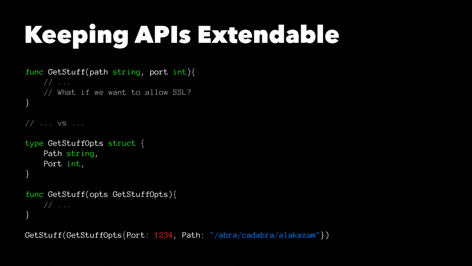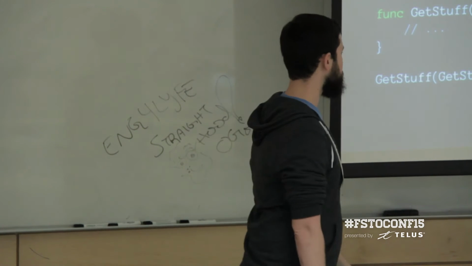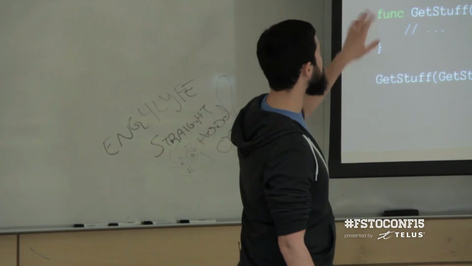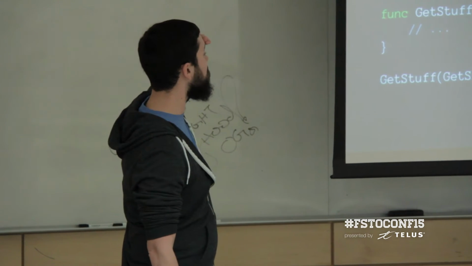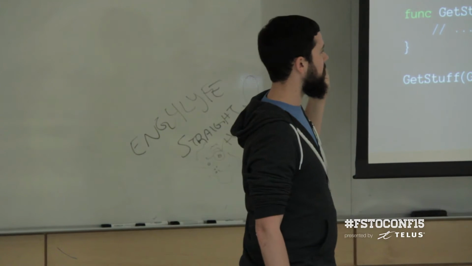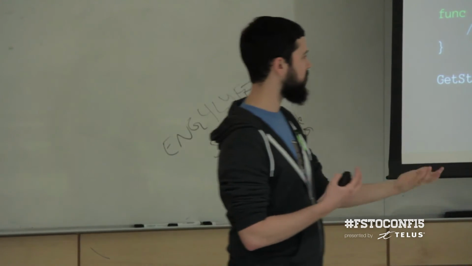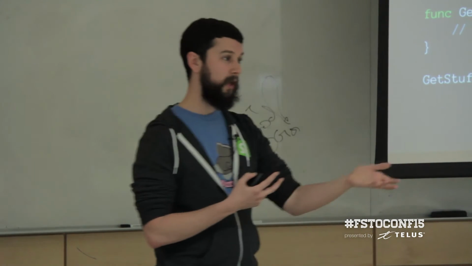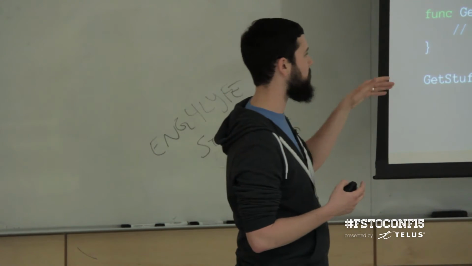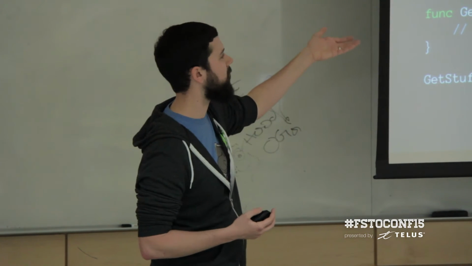So what we want to do is keep it extensible. A big thing that you want to avoid is, every time you add a new option, you add a new argument, and then your APIs break. So we want our APIs to be reverse compatible. And one way of doing that is using an options structure.